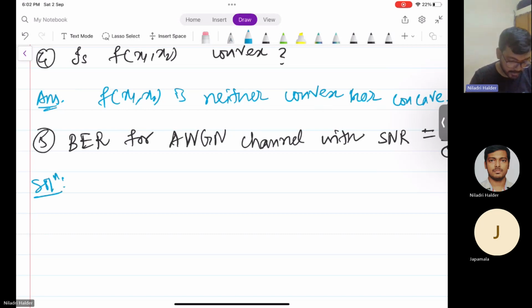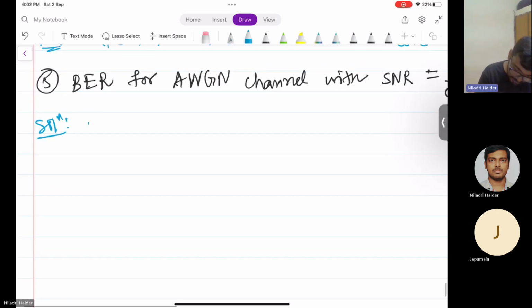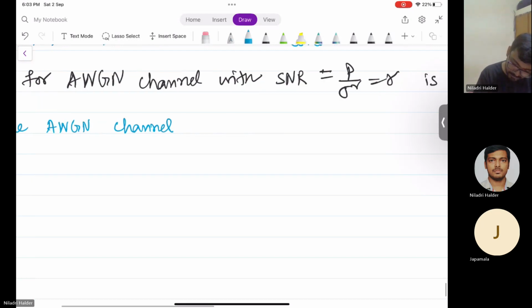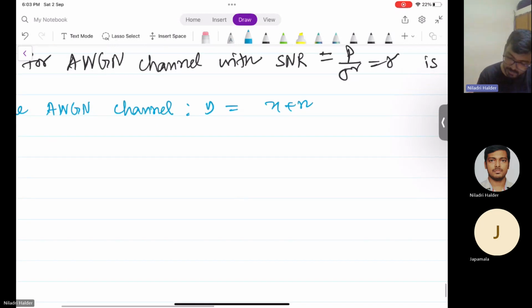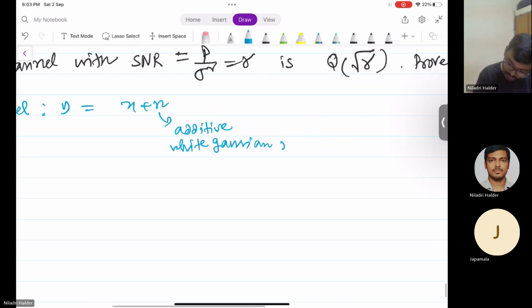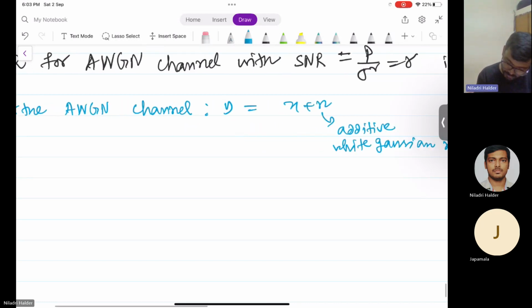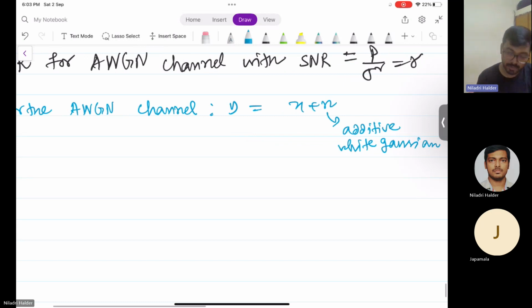So how to prove it? Now for the AWGN channel, y equals x plus n, all are scalar. So now we need to find out the x hat. What should be the x hat?